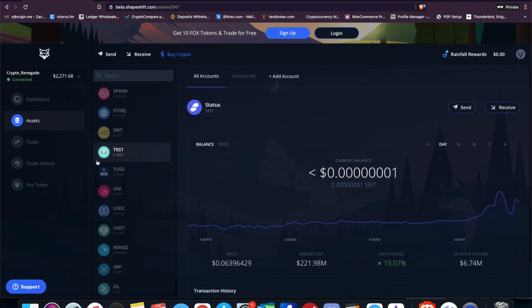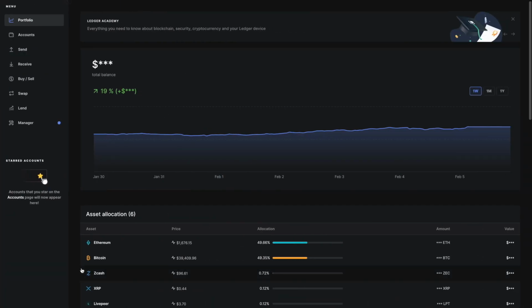In this particular case, one of the downfalls is that there is no privacy mode. If we swing over here and look at Ledger Live, I do have a privacy mode. All you can see here is that my portfolio is up 20%, but as you can see, it's kind of starred out, which means you can't see my balances and see how much crypto I have.